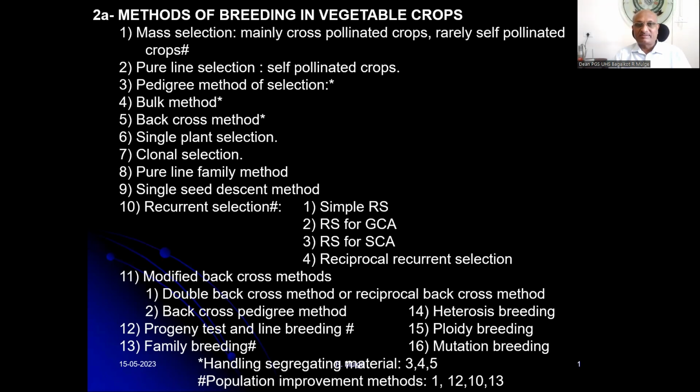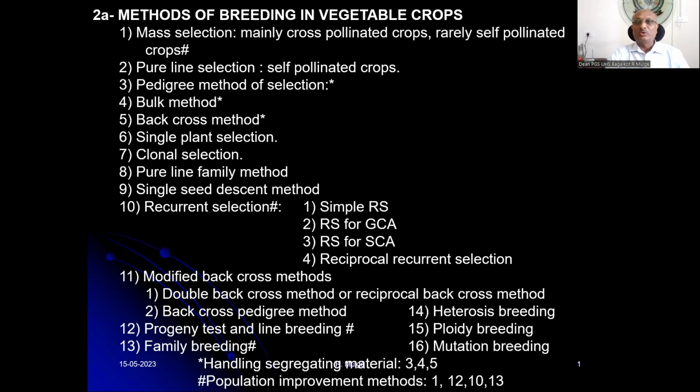If you look at these methods of breeding, there are methods suited for cross-pollinated crops and methods suited for self-pollinated crops. Right, what methods are suited for self-pollinated crops and what methods are suited for cross-pollinated crops. In addition, you can also look at these plant breeding methods broadly in two groups. One is methods to handle the segregating material, and the other is population improvement methods, right?